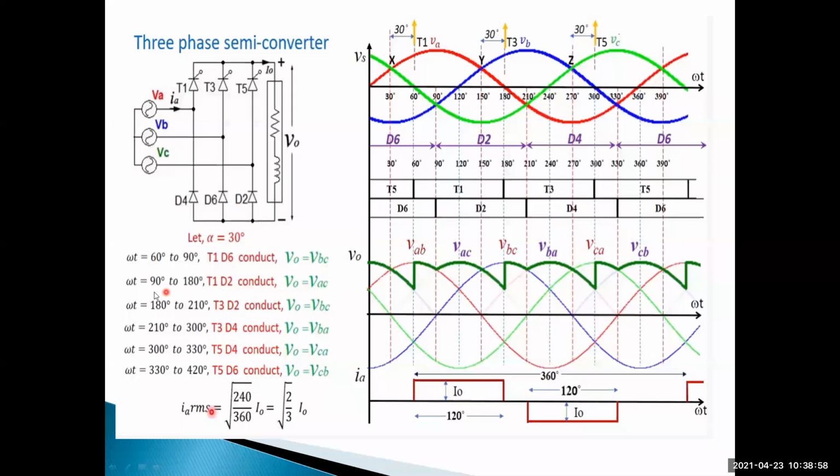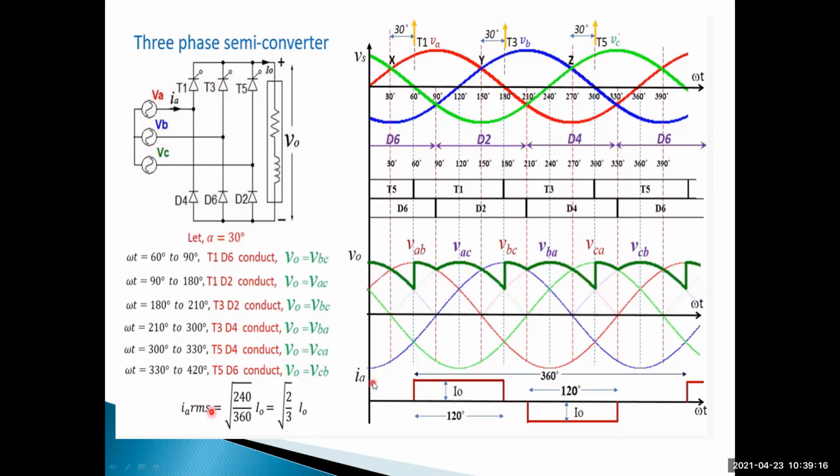So like this, for different instants, for omega t from 180 degrees to 210 degrees, T3 and D2 conduct. That is, V0 is equal to VBC. So like this, the sequence gives the output voltage, and we will get it like this. Understood? Here this is the armature.